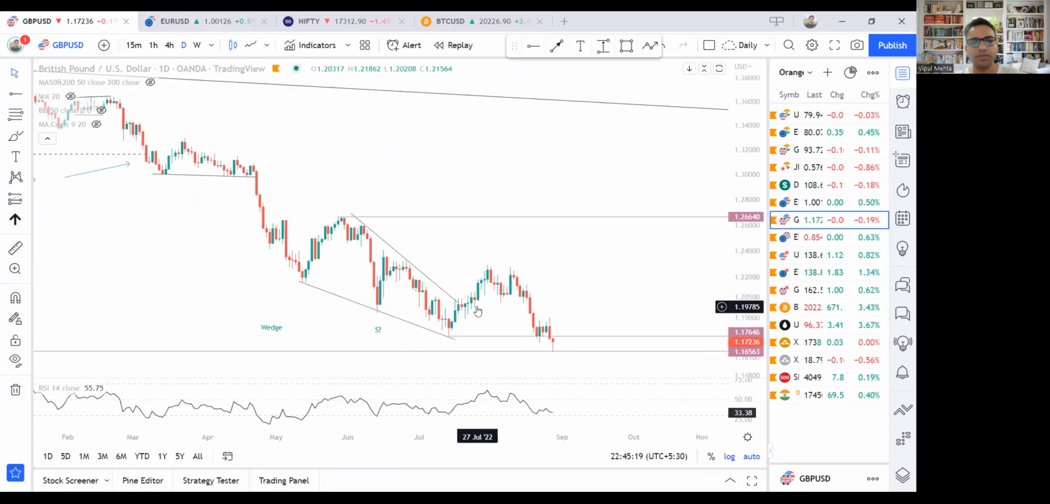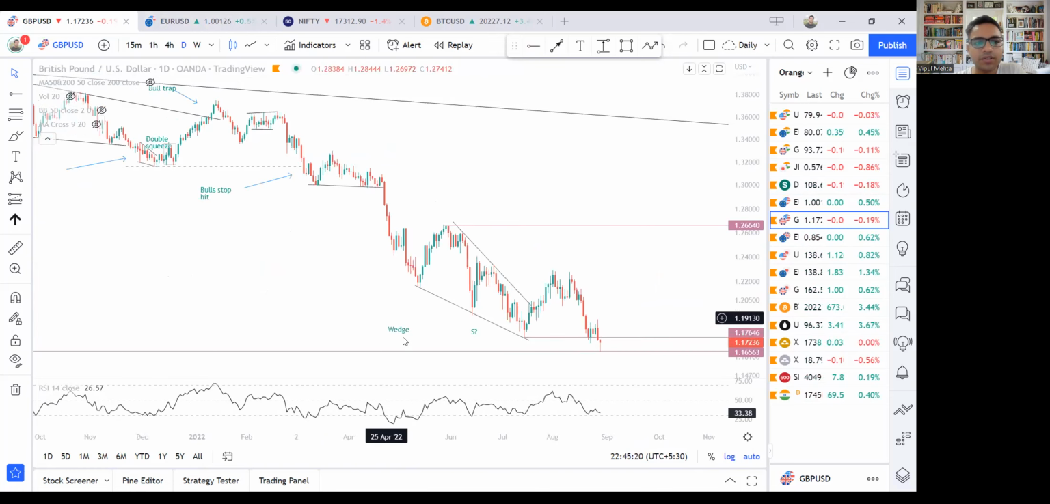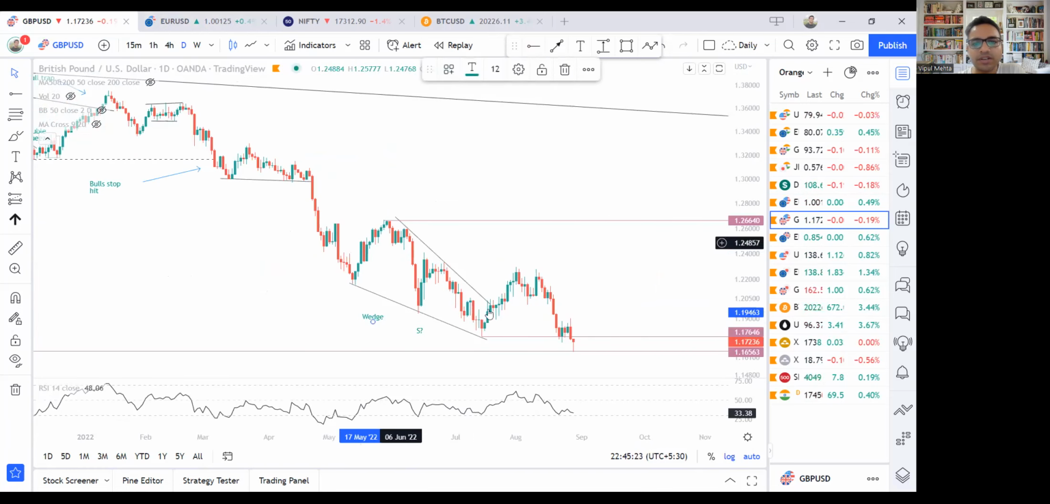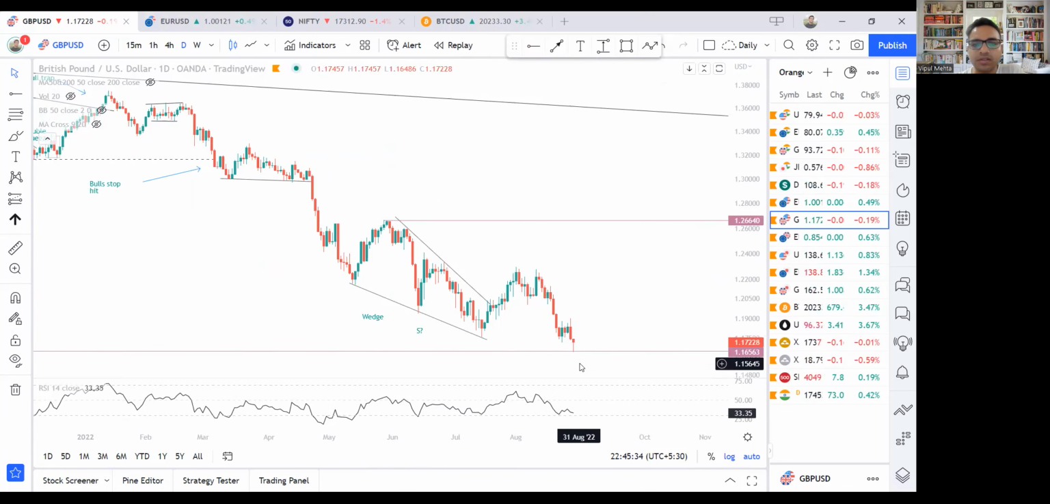If you look at the pound, this was a bit of a wedge. We saw a breakout from the wedge, and then the price fell again. And now we are back to this particular level, and this long-term low.